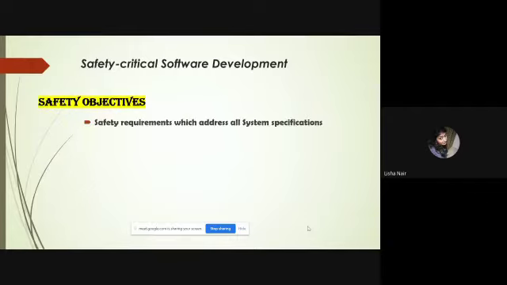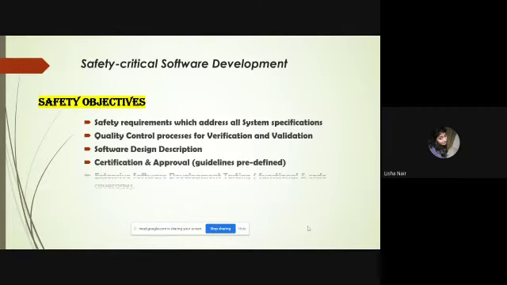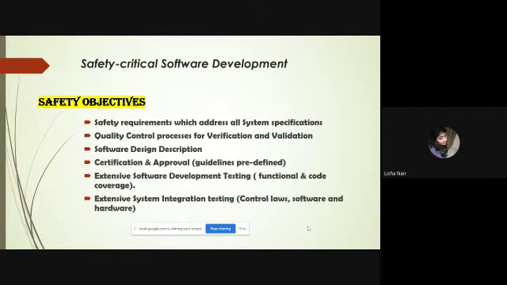So what is the objective of a safety critical system? Basically, the customer gives us the system specification, and the safety requirements address all of that specification. The customer says, I need a system which gives me the navigation display, the cockpit display, which has several pages, which shows me the wings, which shows me the entire area around the flight. All of this has to be seen by the pilot.